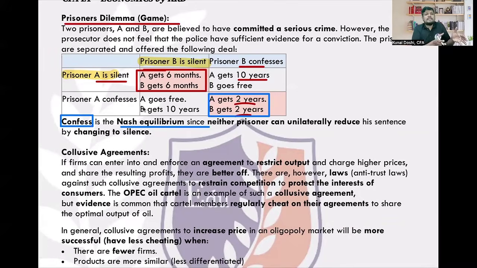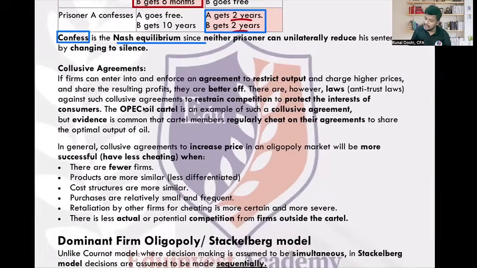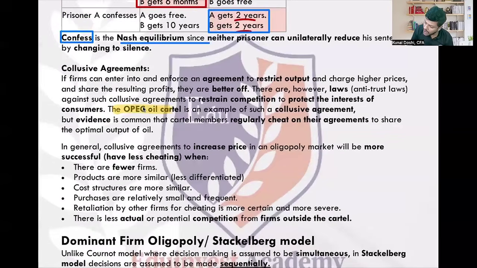Now, look at it from the companies' point of view. Ideally, they all should have kept the high price, but they are in fear: what if the other country will cheat? So in the OPEC, what happens? In the OPEC, they actually end up cheating. Why? With the fear that the other company will cheat, right?